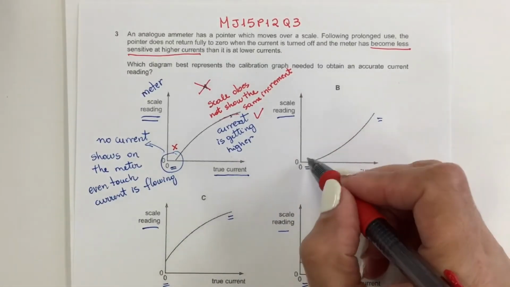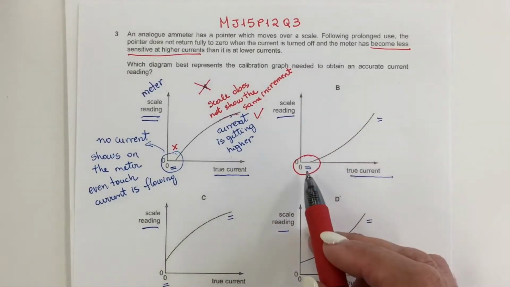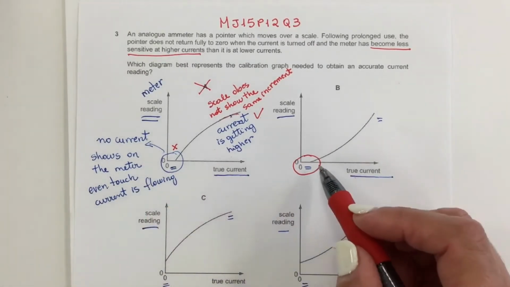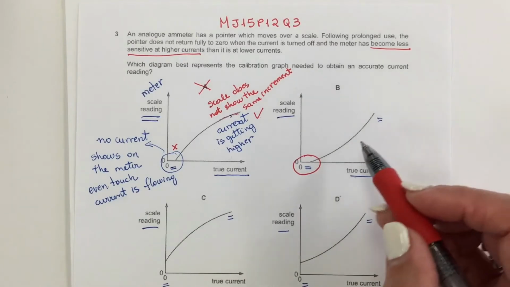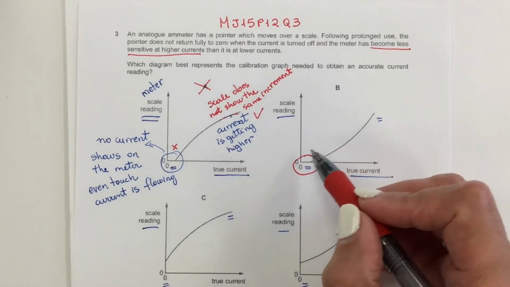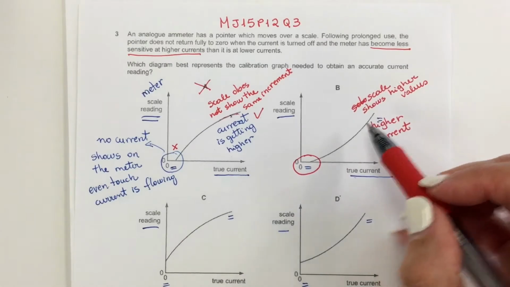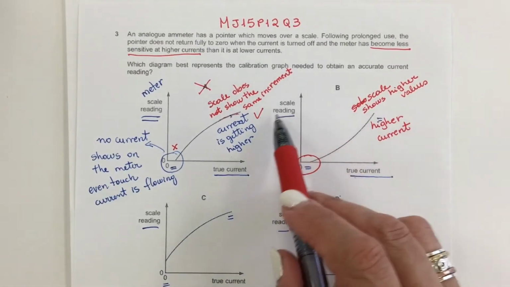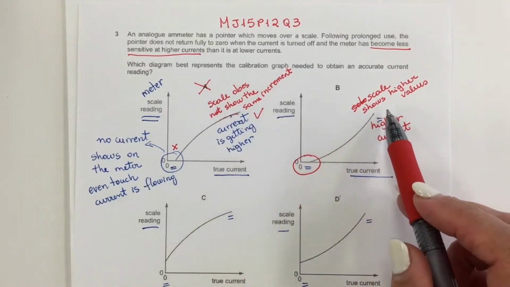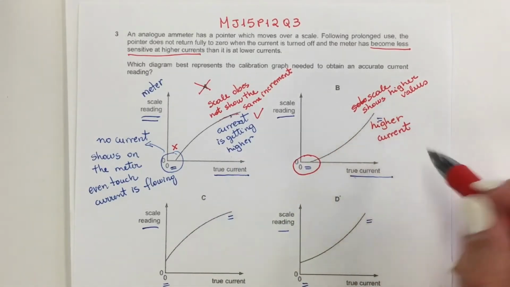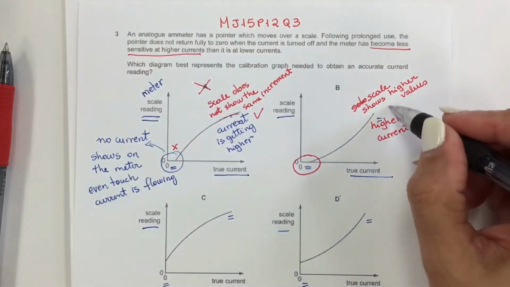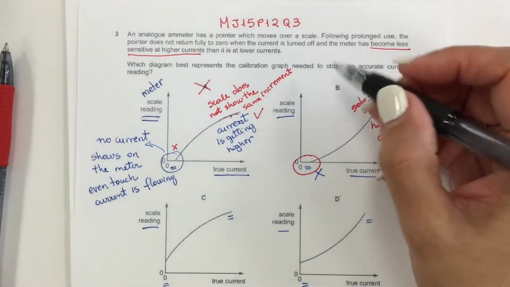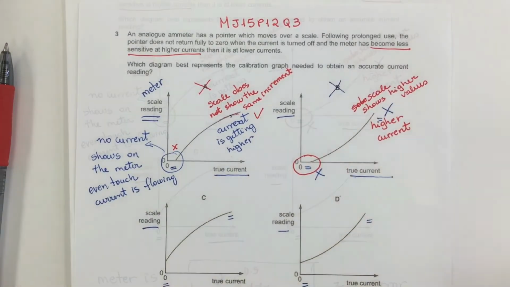Option B, we have here the beginning of this graph exactly as shown on option A, which means that even though there is current in the circuit, the meter shows no deflection. At the end, the graph shows that at higher current, the meter is also showing higher values, and this is not true. This is not true, and this is not true. So we are going to eliminate option B.